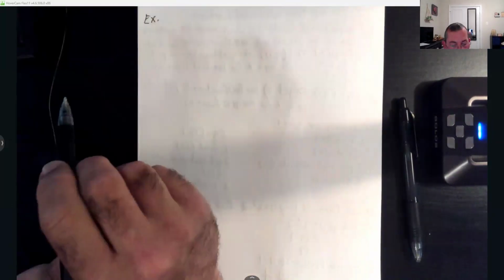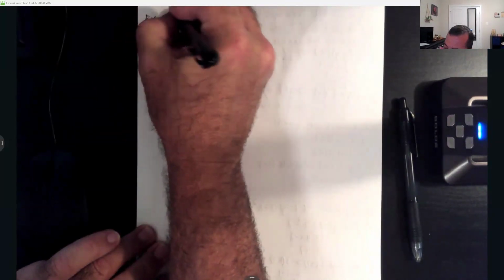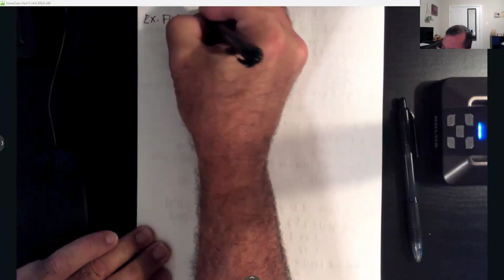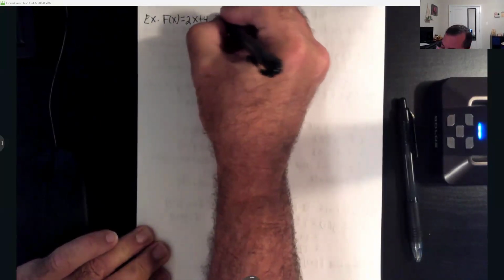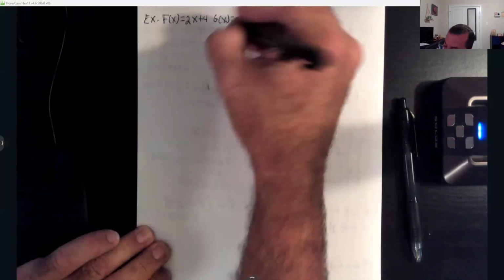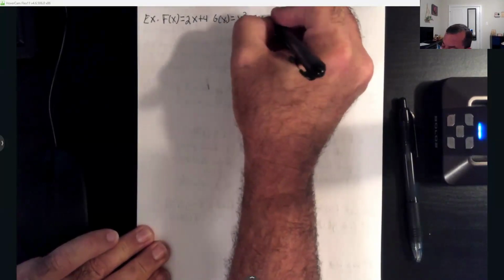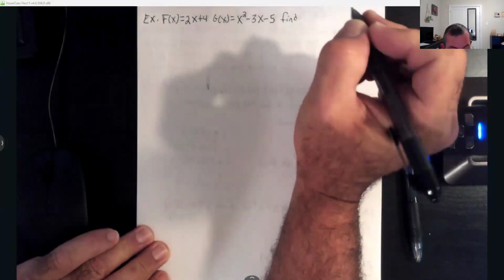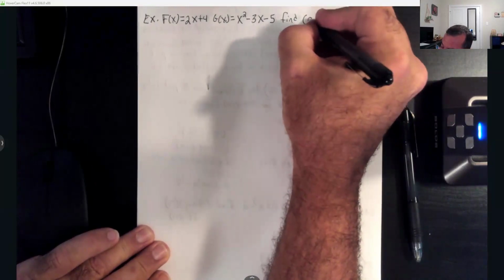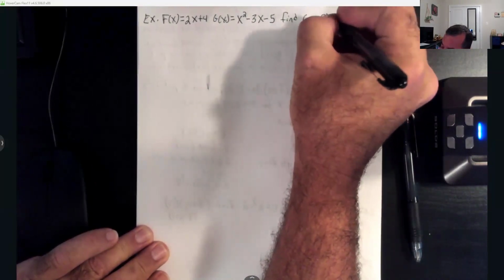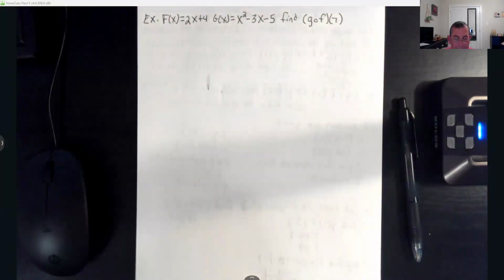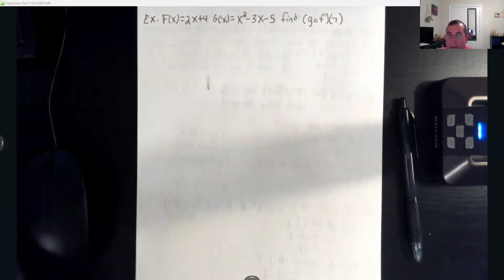Hey, also, let's see what they want here. They're given f of x equals 2x plus 4, g of x equals x squared minus 3x minus 5. On this one, we're going to find g compose f of 7. So it looks like 7 is my lucky number for today, huh?